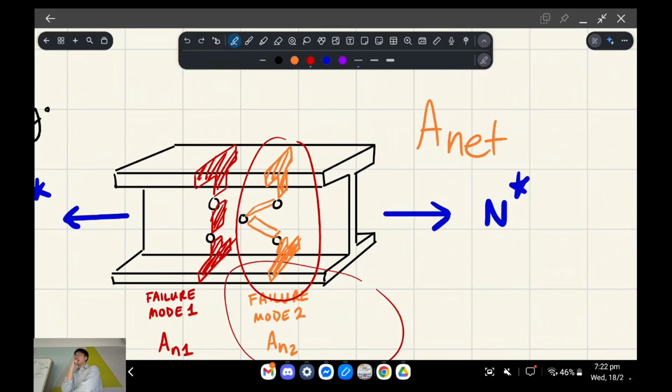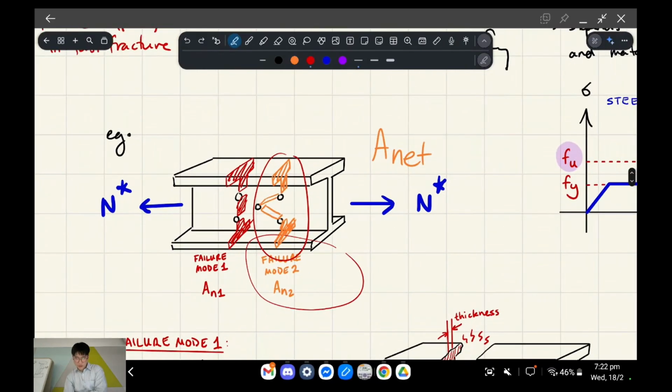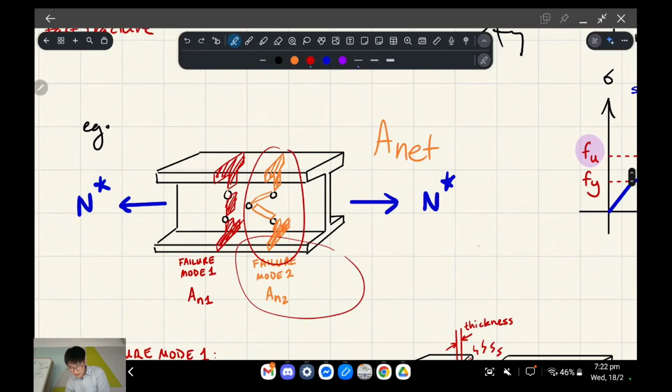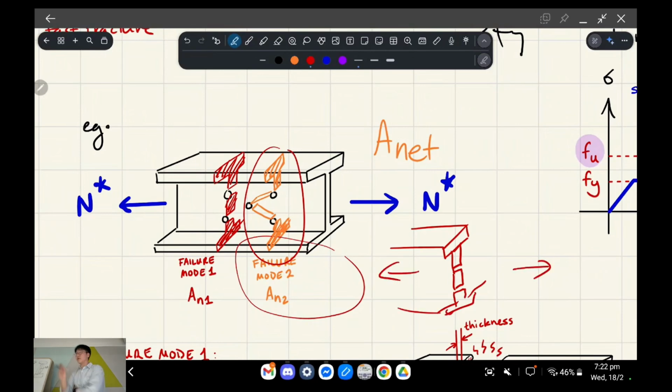Wait, zoom out. I'm really lost. What are we talking about? Okay, so we're talking about basically this beam over in 3D. We're talking about it coming apart, from the other side. So that's being pulled that way, and then the equivalent shape being pulled that way.